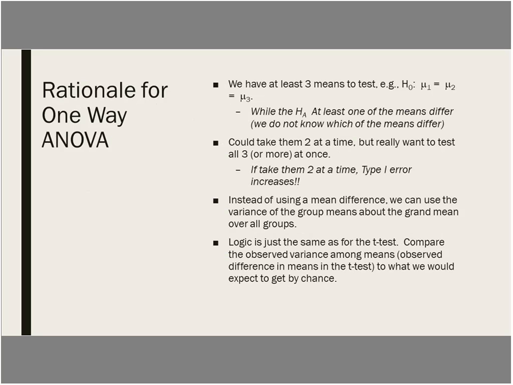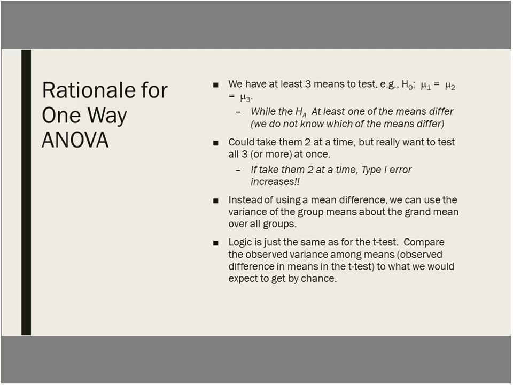But remember, the ANOVA test will let you reject the null and say, yes, one of the means does differ. It does not tell us specifically where those differences actually occur. Or you could take two at a time, but we really want to test all three or more at one time. The problem is, if you just do two at a time with a t-test or a z-test, it creates a higher Type 1 error.